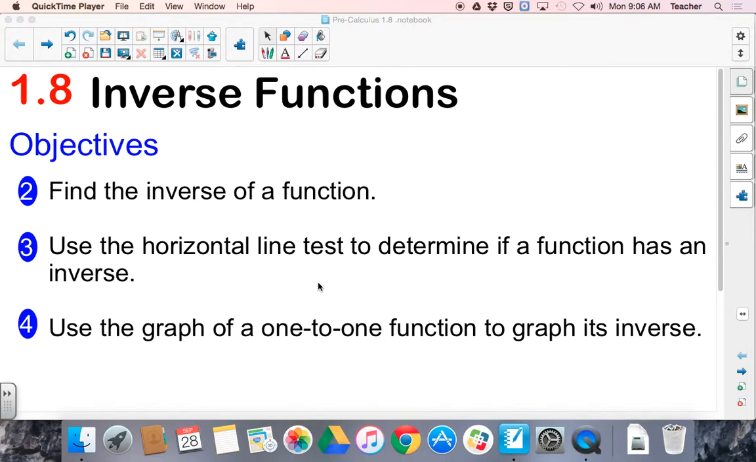In this video, we are going to be talking about inverse functions. As you look at the objectives, the first thing we're going to talk about is finding the inverse of a function, and then using the horizontal line test to determine if the function that's graphed currently has an inverse. And then ultimately, once we're given a graph, how do we graph its inverse?